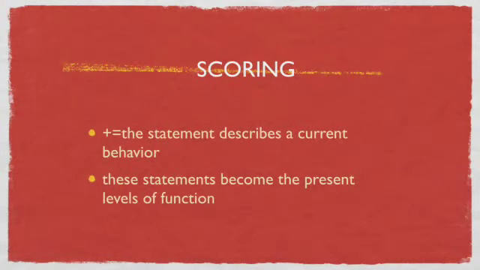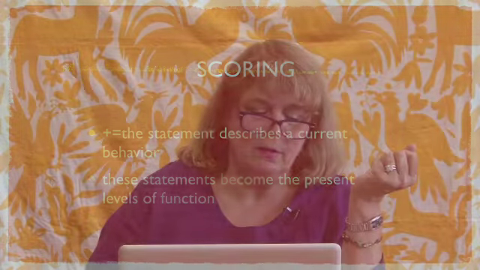A statement of plus means that the statement describes a current behavior, that it is true of the child today. Based on observation, interview, and direct assessment, it's true. Those plus statements, as I mentioned, when you collect them up, can all become statements of present levels of visual functioning. So the pluses are quite critical.